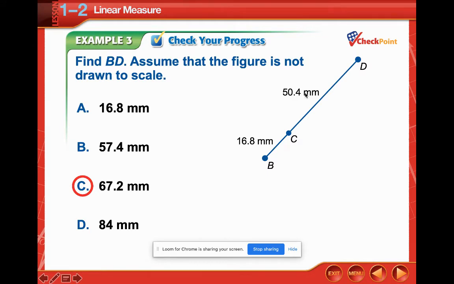67.2 millimeters. Hopefully you use a calculator, unlike Mr. Selby, who just winged it right there. And I even looked over the PowerPoint before this. So I even knew the answer, and I just said it wrong. Oh my goodness! Don't do that.